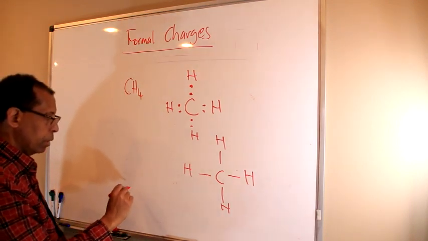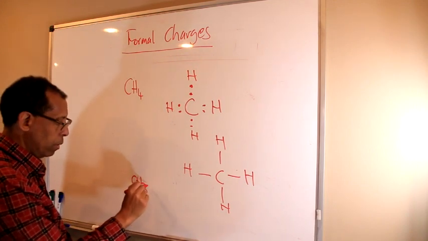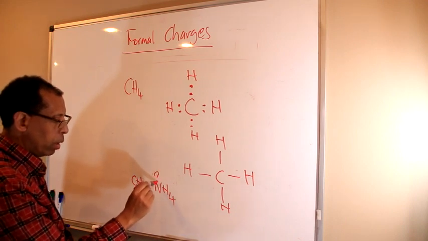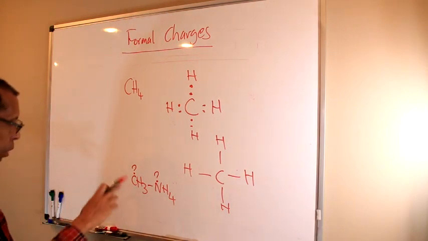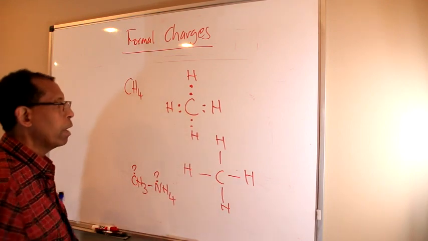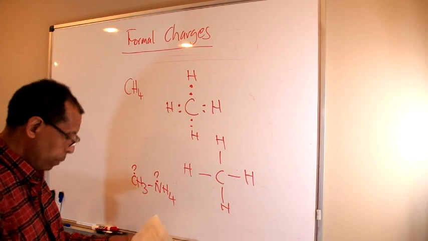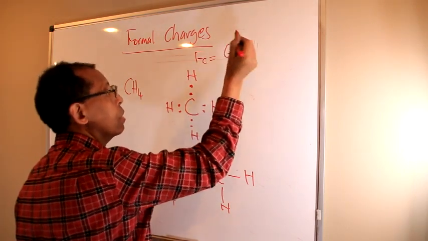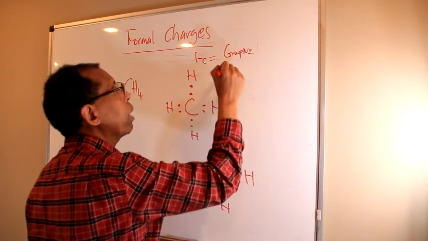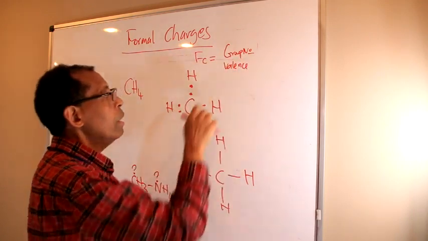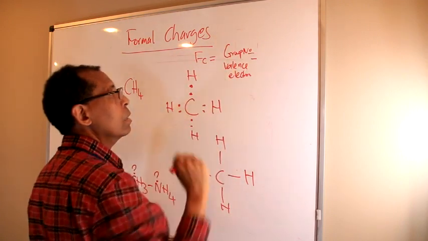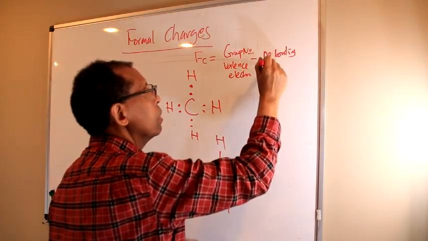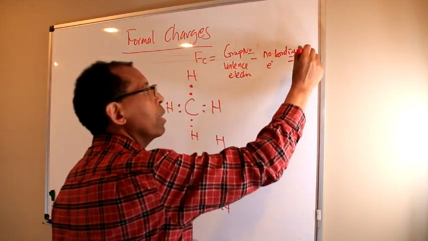And if you have, for example, a compound where you have CH3NH4, something like this, and I ask you what is the charge on a nitrogen and what is the charge on carbon. So what is the formal charge for carbon and for nitrogen? You need to identify now using a formula where formal charge is equal to the group number or the valence electrons of that atom, minus non-bonding electrons, and minus half of the bonding electrons.